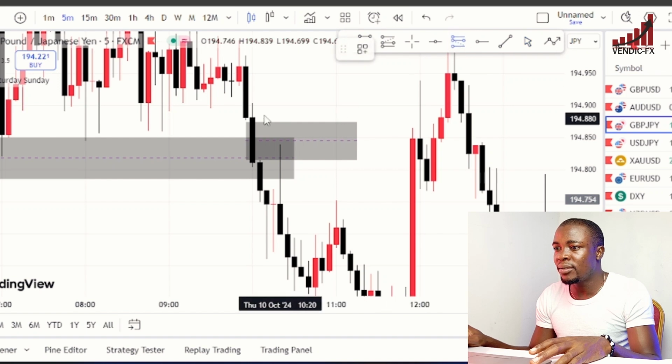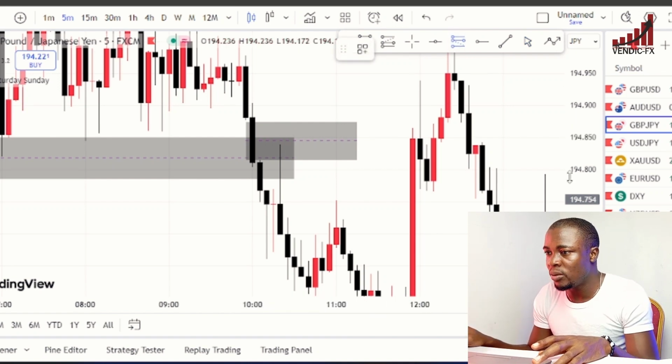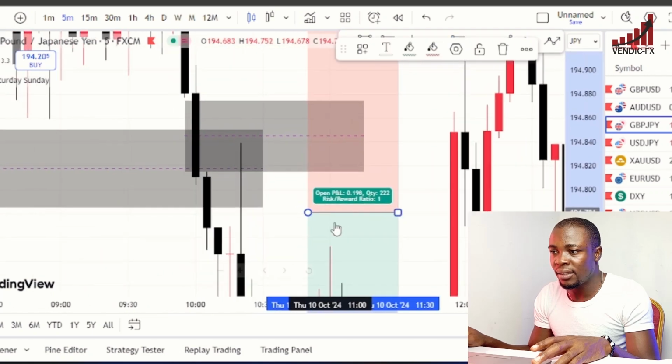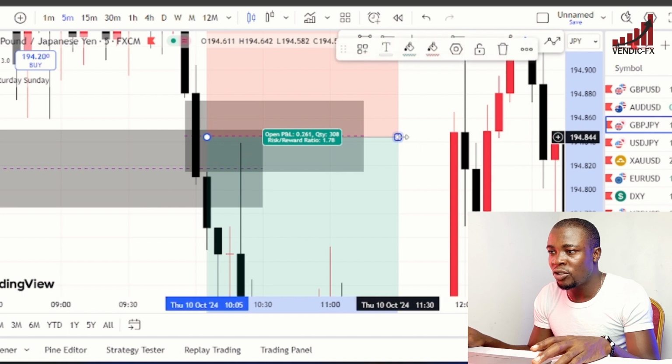That's why I said I don't play chart for you to see. I do real life analysis. So this half of your zone, the fair value gap, is supposed to be your entry.